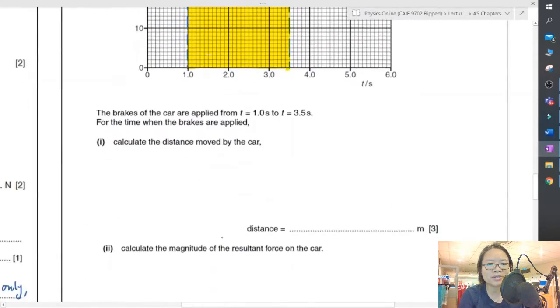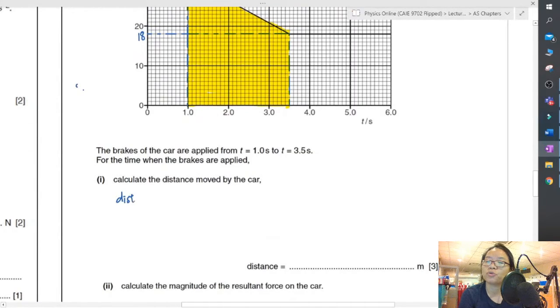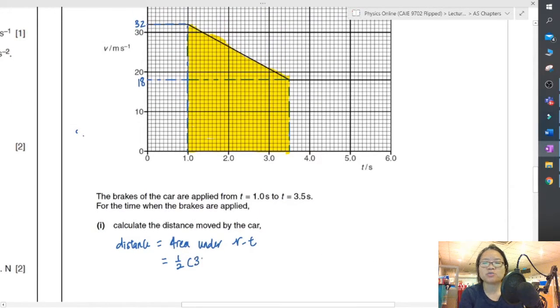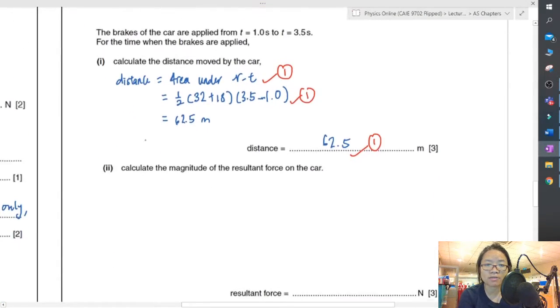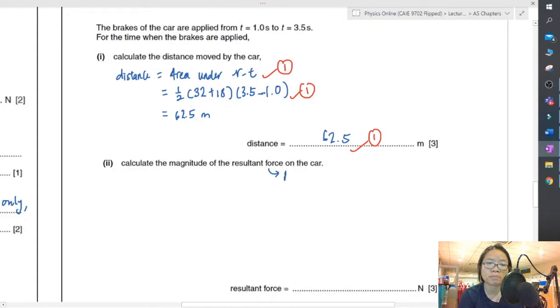Alright, so now to find the distance moved by the car during the braking, I'll take the area under the VT graph, and this will be half sum of the parallel lengths 32 plus 18 multiplied by the height 3.5 minus 1. Do this carefully, okay? You don't want to make this kind of mistake, you will feel very sad. 62.5 meters. I know people like to jump steps, so all the key steps are indicated. If you never show the part where I make the check mark, you might lose a mark.